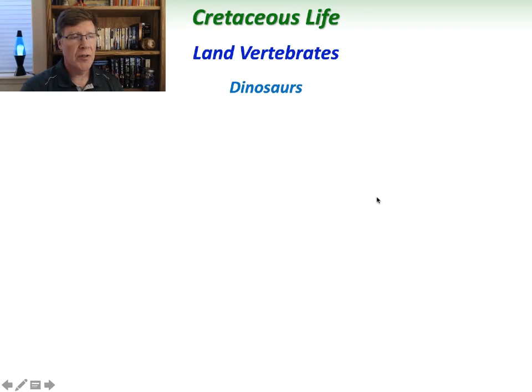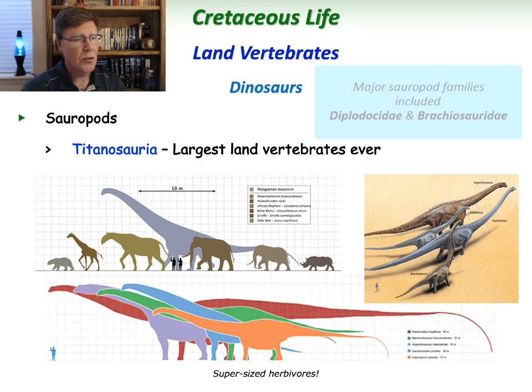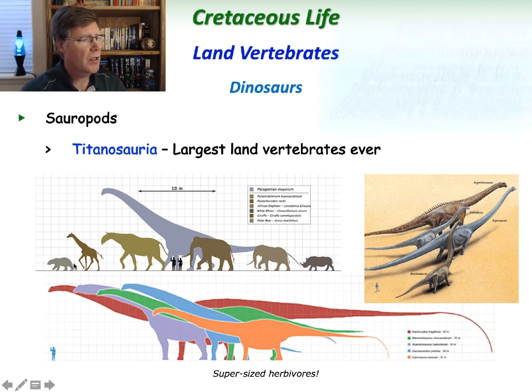Another major group of lizard-hipped or saurischian dinosaurs were the sauropods, and these were the largest land vertebrates to ever live, from Diplodocus to Brachiosaurus and others. Compared to humans, you can see the relations compared to giraffe and elephants, rhinoceros, and even some strange Cenozoic forms we haven't seen yet, which were the biggest mammals ever to live on land.